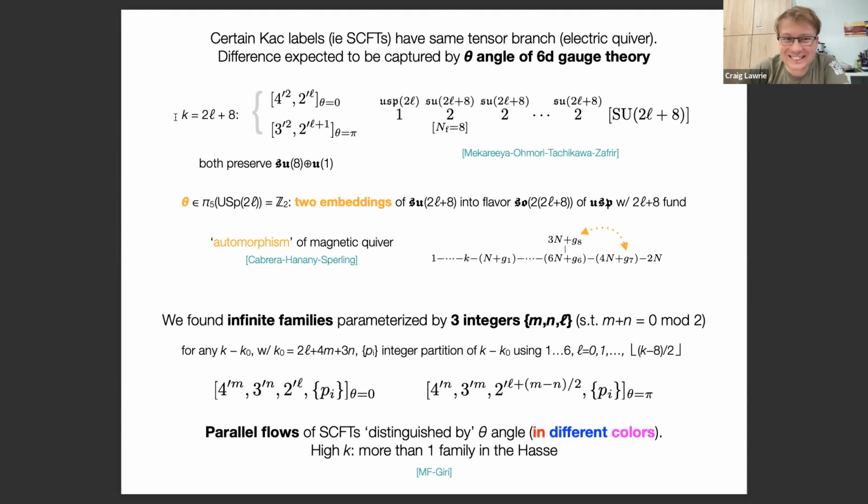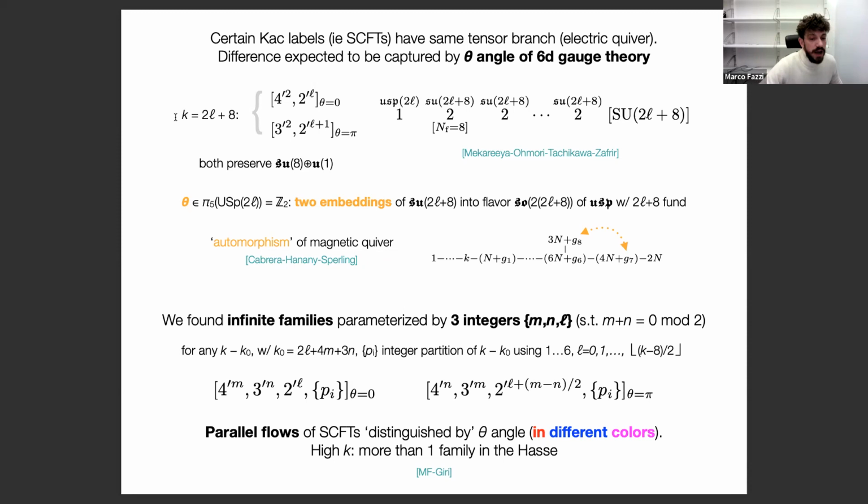By staring at our graphs for high K, we actually realized that we could generalize that, and we found infinite families which are parameterized by three integers. I don't want to bother you with the details, but basically you just enlarge the Katz labels a little bit by not just including the prime integers, so 4 prime, 3 prime, and 2 prime, but also including parts, these pi in curly brackets. They're essentially the parts of a certain partition of some number, k minus k zero, that only uses 1 through 6. If you do that, you will find that many SCFTs, many Katz labels in the hierarchy, are actually distinguished in the above sense by the theta angle.